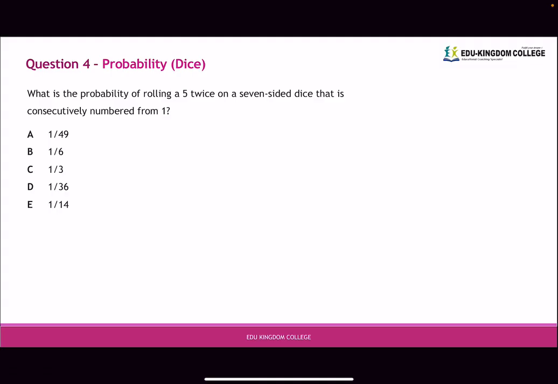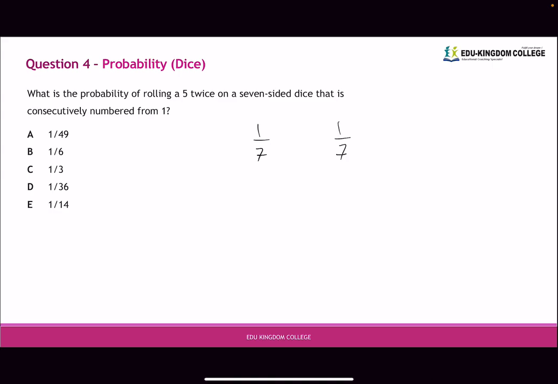It's one number out of 7. So rolling a 5 is going to be 1 out of 7, and for the second roll, it's going to be the same thing. It's going to be 1 out of 7 as well, because these two rolls of the die don't affect each other. Just because you roll a 5 once doesn't reduce your chances of rolling it again on the second go.